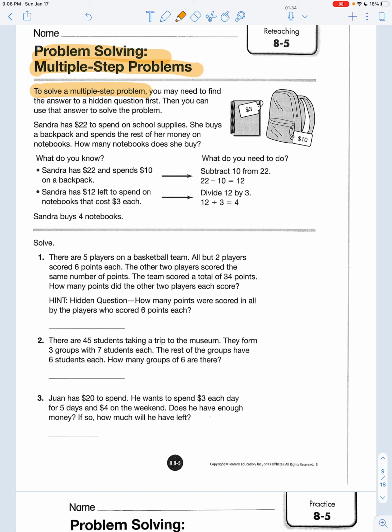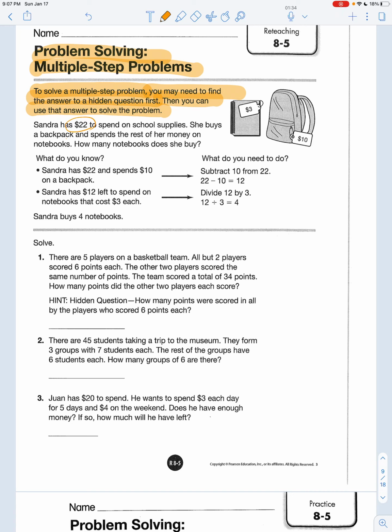To solve a multiple step problem, you may need to find the answer to a hidden question first. Then you can use that answer to solve the problem. Here's an example. Sandra has $22 to spend on supplies. Now, as I said, I like to circle the numbers as I read them. So Sandra has $22 to spend on school supplies. She buys a backpack and spends the rest of her money on notebooks. How many notebooks did she buy?